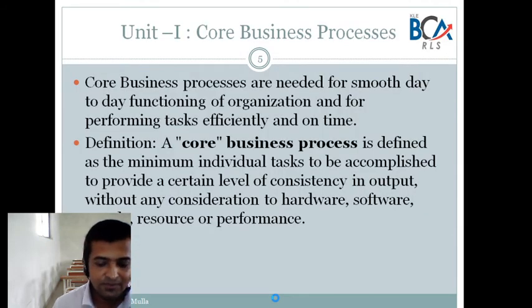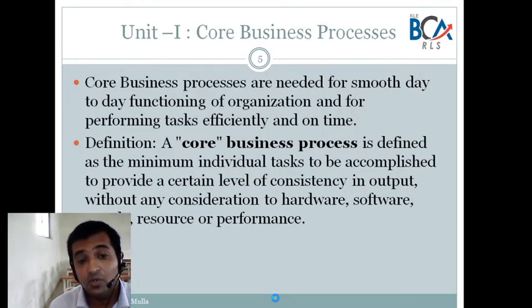Now core business processes. Every business will have core business processes. They are needed for your smooth day to day functioning of the organization and for performing tasks efficiently and on time. Now what does the core business process stand for? In your examination it will be asked for you, 2 marks, right? It is defined as the minimum individual tasks to be accomplished to provide a certain level of consistency in output without any consideration to hardware, software, people, or performance, right? They are needed. Now every business should have a core business, right?